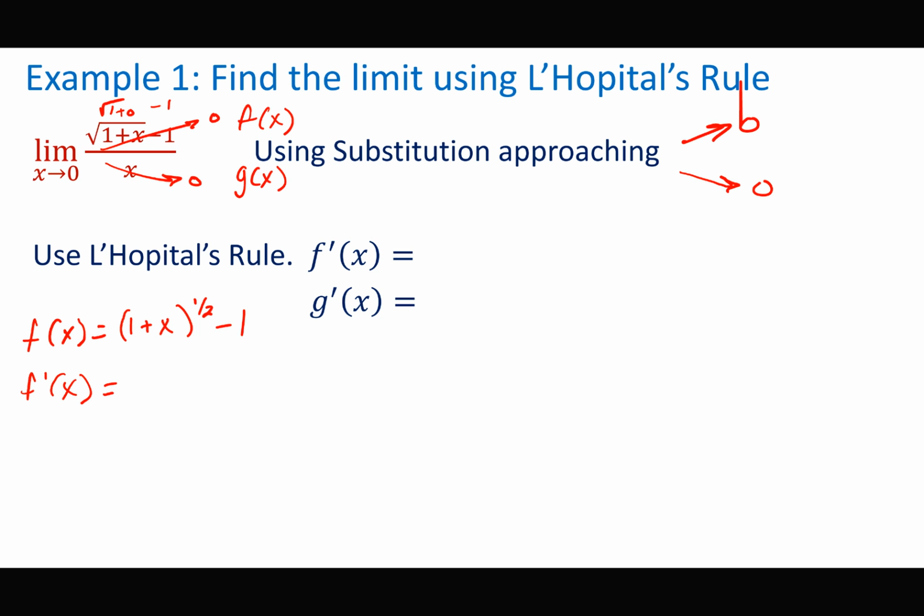So what is our derivative of f of x? Or how would we find that? Chain rule. So I'd bring 1/2 out front, 1 plus x raised to the negative 1/2. Derivative of the inside is just 1, so we're multiplying by 1, we don't have to write that. And then subtracting the derivative of 1 is 0. So really this becomes 1 over 2 times the square root of 1 plus x. So I have 1 over 2 times the square root of 1 plus x is my derivative, g prime of x.